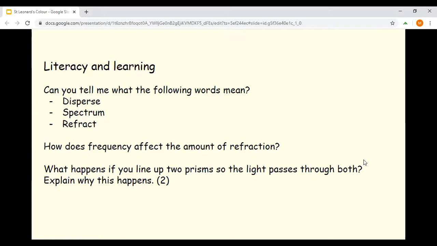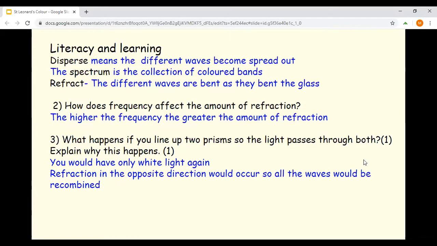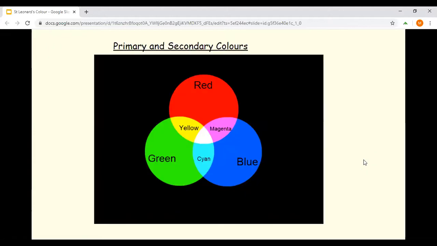Okay, hopefully you've all got an answer. So disperse means the different waves become spread out. Spectrum is a collection of coloured bands, and refract is when waves are bent as they move through glass. Okay, frequency affects the amount of refraction because the higher the frequency, the greater the amount of refraction that occurs. And what happens when you line up 2 prisms so light can pass through both? You get white light again, okay? And basically it's because refraction in the opposite direction would occur, so all the waves would recombine.